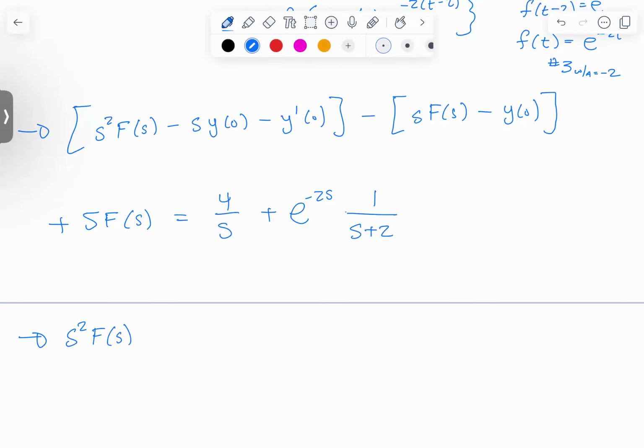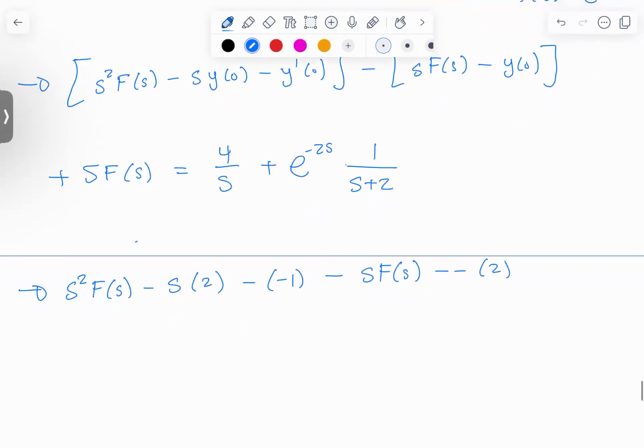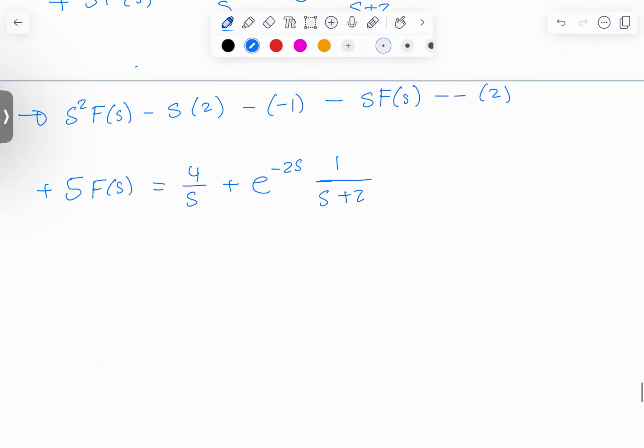All right, plug in our initial conditions. Simplify it down and separate stuff out.